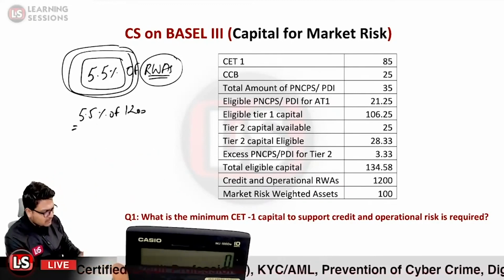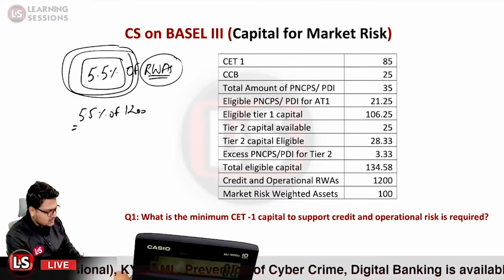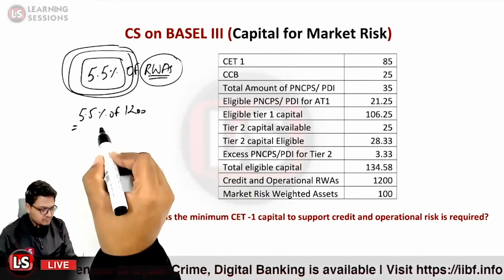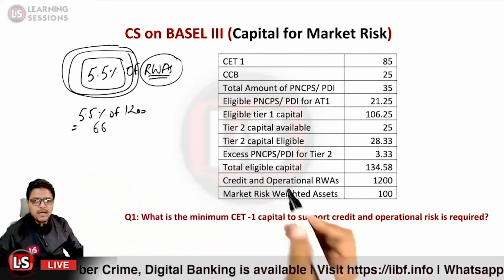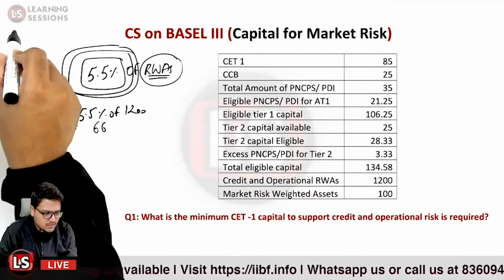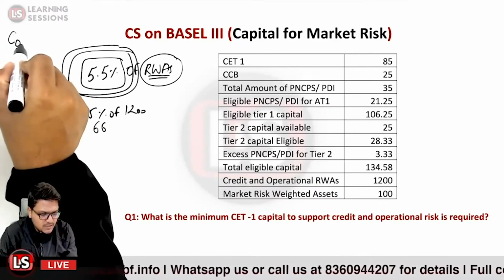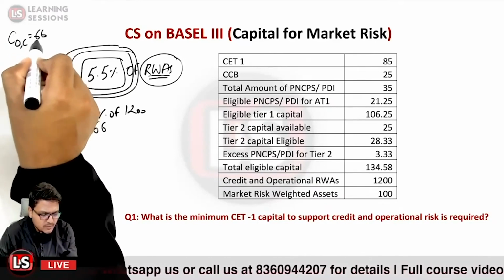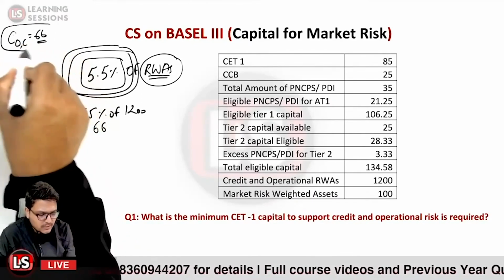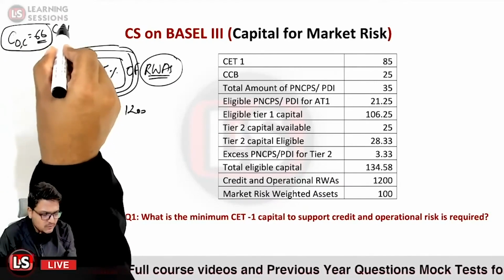What is the minimum CET1 capital? It is 1200 into 5.5%, and that would be the answer, that is 66. So the capital that is to be maintained for the operational risk, let me write it over here. I'll be just writing the details over here because this particular data will be used further in the question itself. So we can say capital for operational risk and credit risk, we calculated it to be 66. We just calculated the CET1 over here.